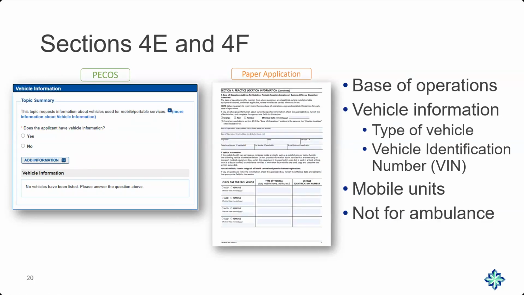Section 4E and 4F are for our mobile units. Now I want to be really clear, these are for our mobile units. So think portable x-ray. This is not going to be for an ambulance service. We'll talk about how ambulances report their vehicles later, but the two sections are not interchangeable. So you do not want to list ambulance information here, but it's asking for the type of the vehicle, the VIN number, that vehicle identification number, because we need to add that to that enrollment record. Medicare does need to know what vehicles are being utilized. And again, this is not for ambulance services, and the instructions will tell ambulance services to go to a different section. They go to the attachment, which we will talk about.